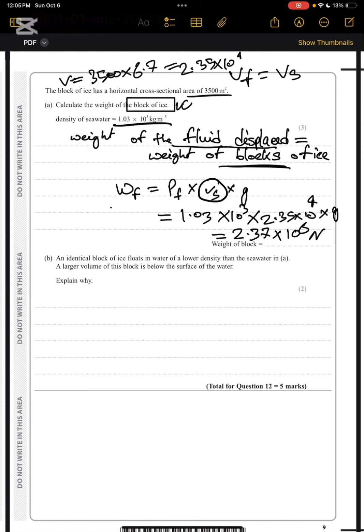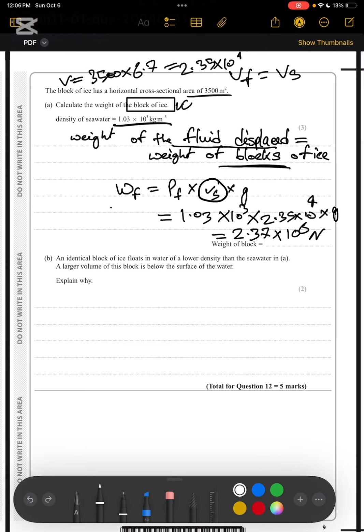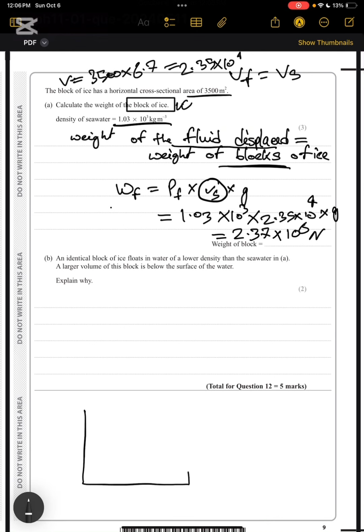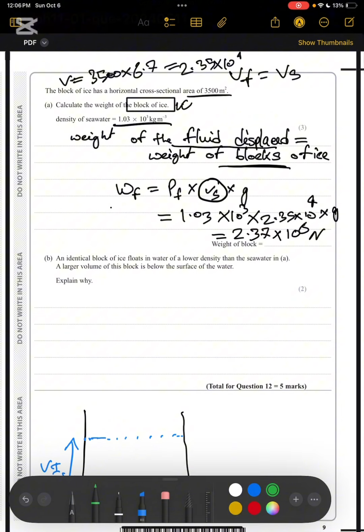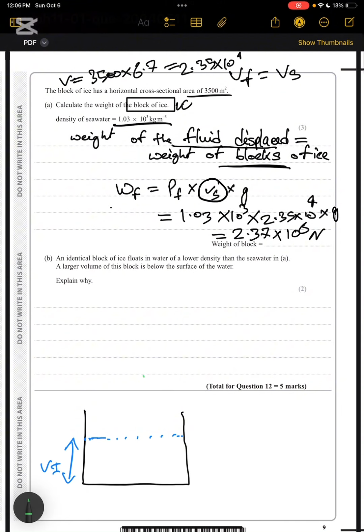And the reason for the weight of fluid displaced being equal to the weight of the ice, I think you guys have confusion in that, right? So I am going to show you one demonstration so that you can understand it to a much better extent. Let's say we have taken a beaker of water. There is water in this beaker. This is the initial volume, and I have just immersed a ball into this fluid.